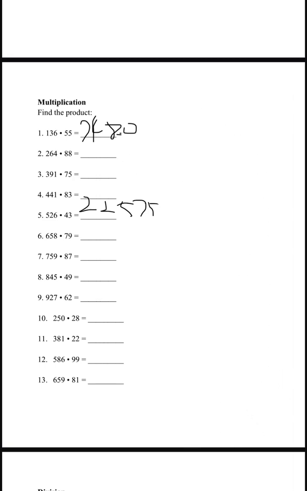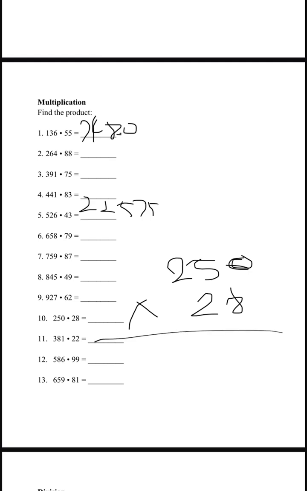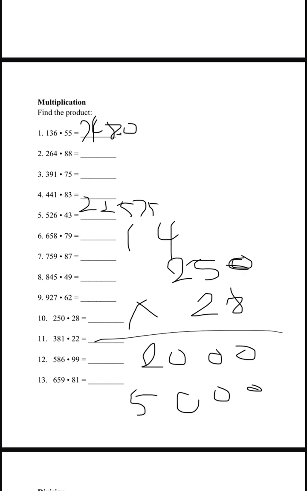And lastly, let's do number 10, 250 times 28. 5 times 8 is 40. And 2 times 8 is 16, plus 4 is 20. And 5 times 2 is 10. And 2 times 2 is 4. So add these two numbers, we get 7000. So 7000 is the answer for number 10.